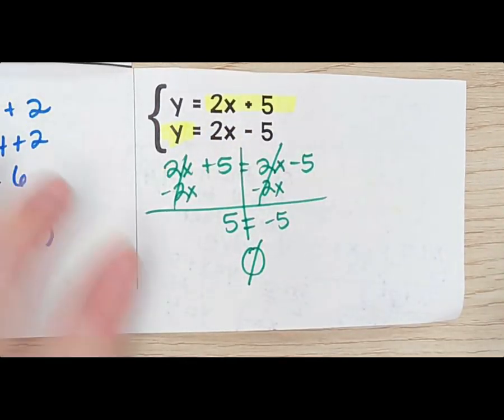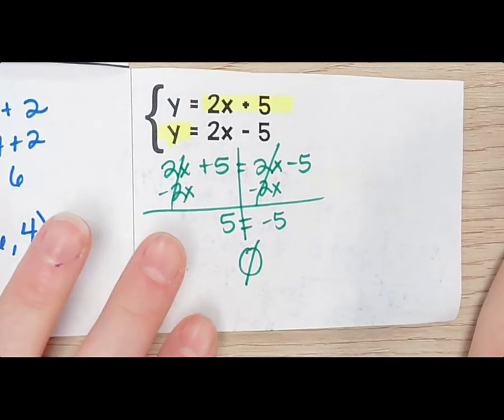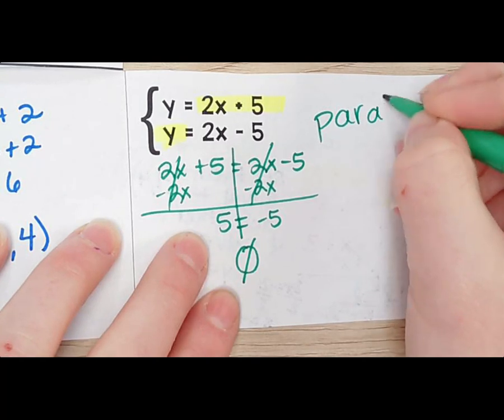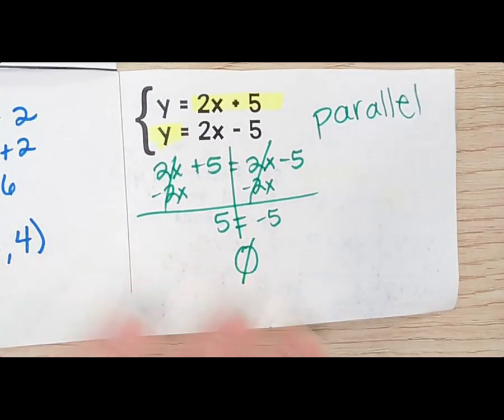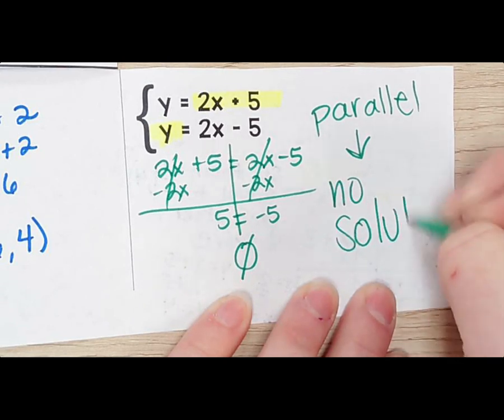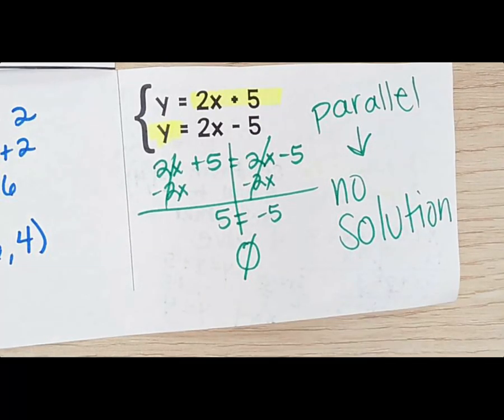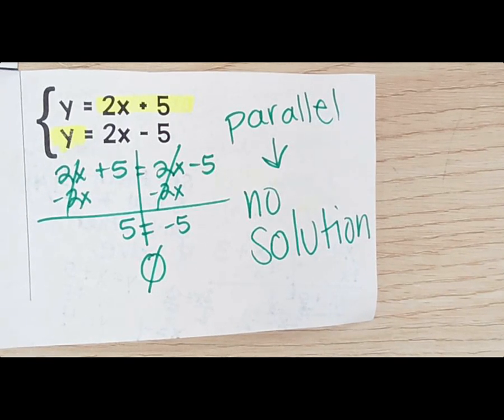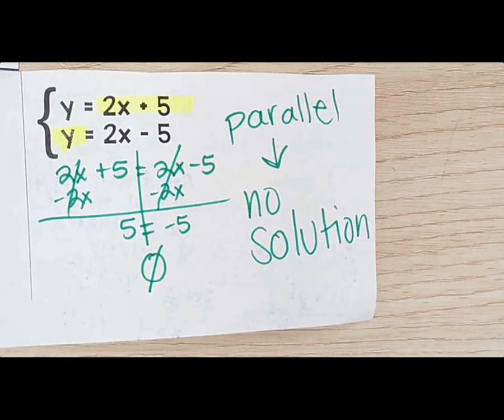And what do you see about these two lines? They're parallel. How'd you know that? Different y-intercept. So parallel, so that means no solution. They'll never intersect. No solution. Okay, you're going to put this on your next page in your journal.